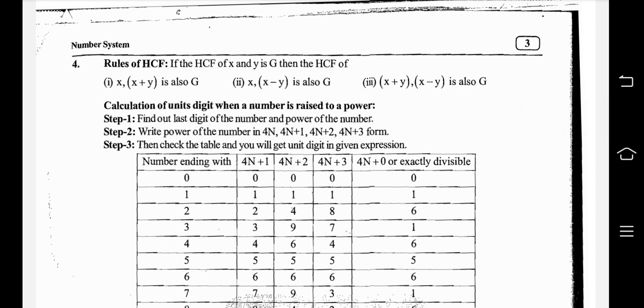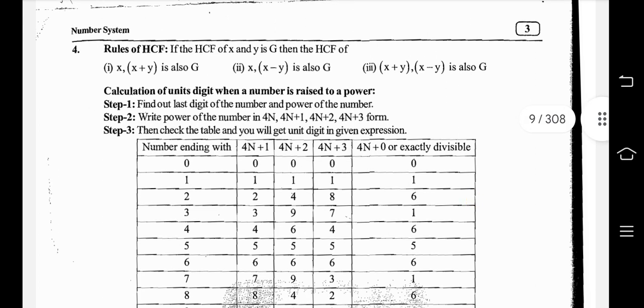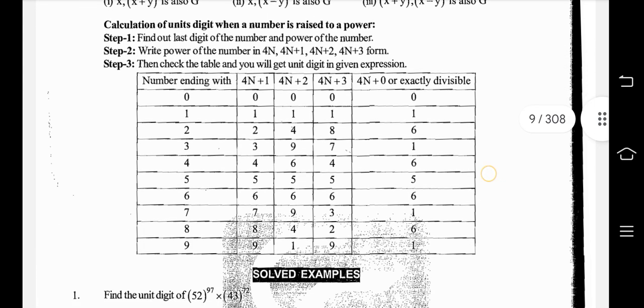Calculation of units digit when a number is raised to a power. Find out the last digit of the number and the power of the number. Write the power in the form 4n, 4n plus 1, 4n plus 2, 4n plus 3. Then check the table and you will get the unit digit of the given expression.